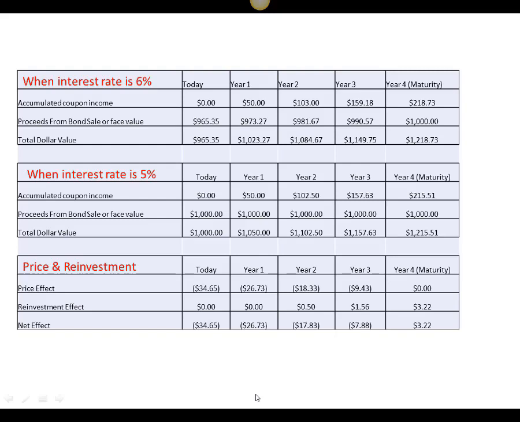This table compares the wealth accumulation when the interest rate moved from 5% to 6%. In the top third of the panel, we have the wealth accumulation when the interest rate is 6%. The middle panel shows the wealth accumulation when the interest rate is 5%. And then finally, the bottom panel shows the price effect and the reinvestment effect separately, and also their net effect. Okay, so let's look at what happens today when the interest rate moves from 5% to 6% and you have possession of this bond.